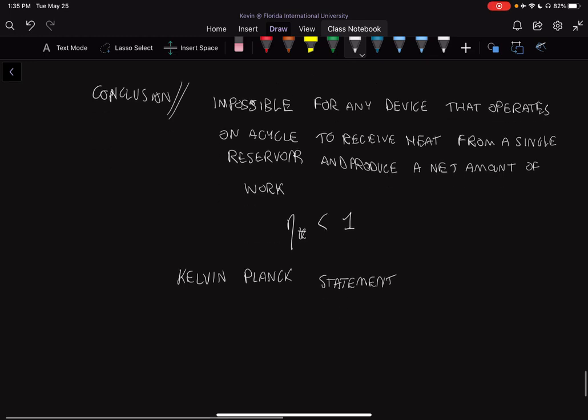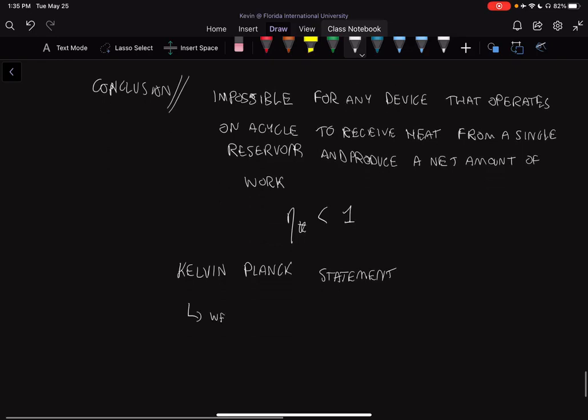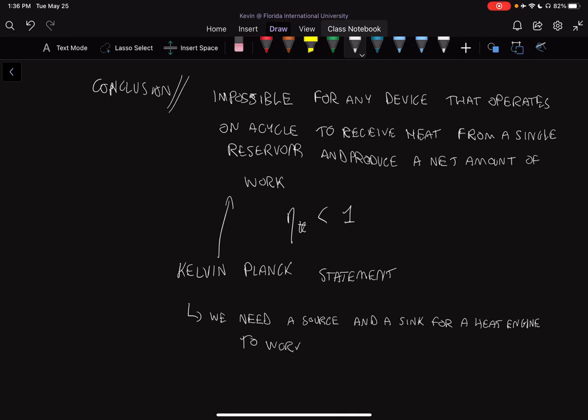So this is the Kelvin-Planck statement, and we can add to this Kelvin-Planck statement that we need a source and a sink for a heat engine. For a heat engine to work on a cycle.